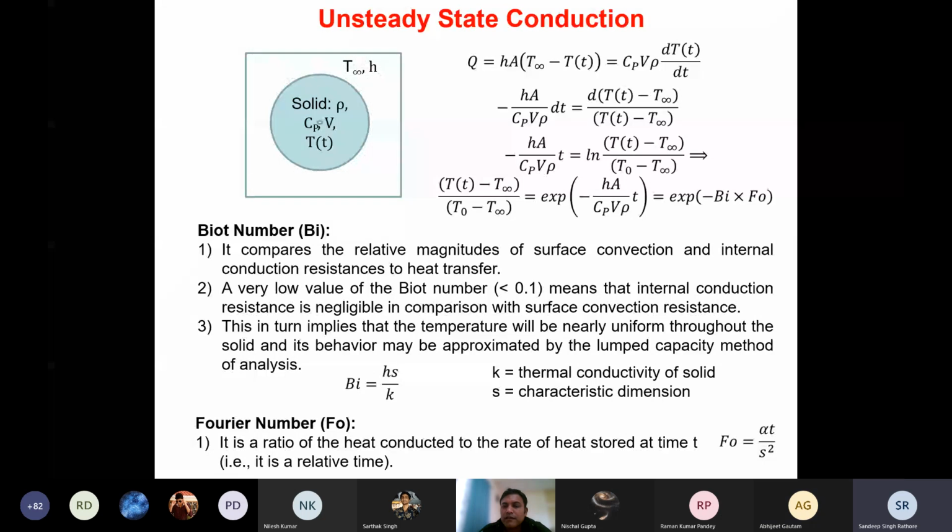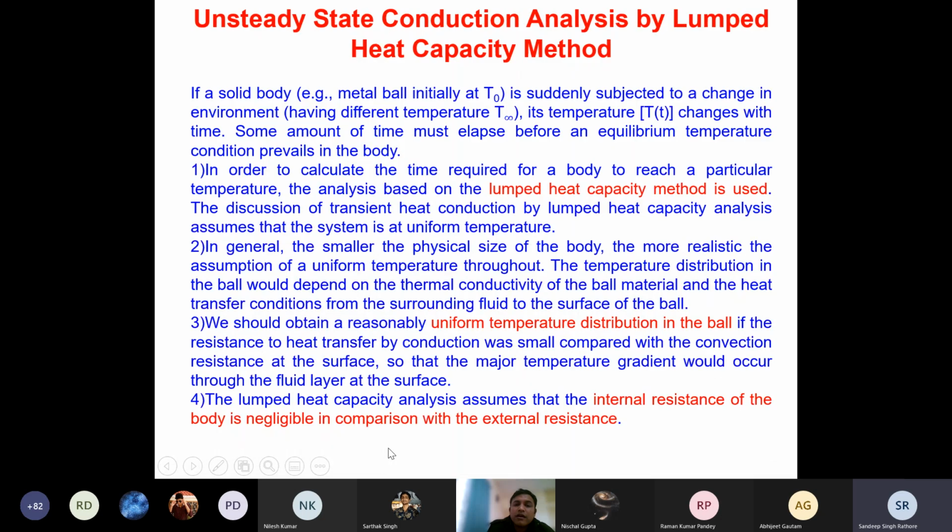Yes, sir. Okay. Now one more number is there, Fourier number. Now this Fourier number basically is the ratio of heat conducted to the rate of heat stored at time t. In easier terms, it's a relative time. How can I say that it's a relative time? That also you can derive directly.